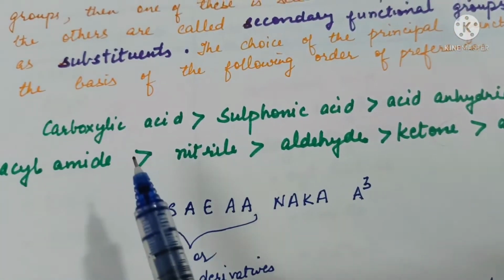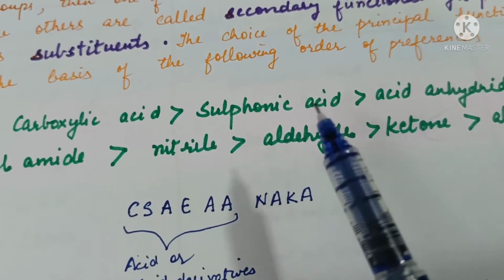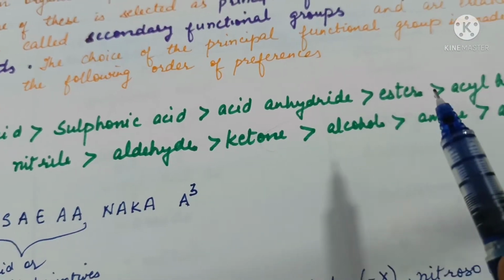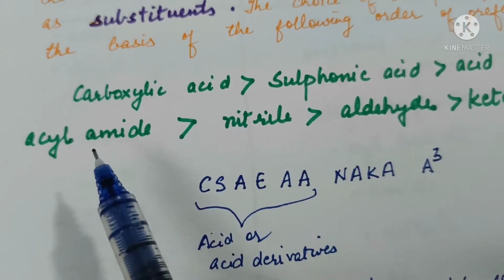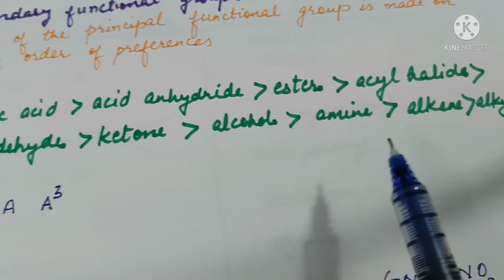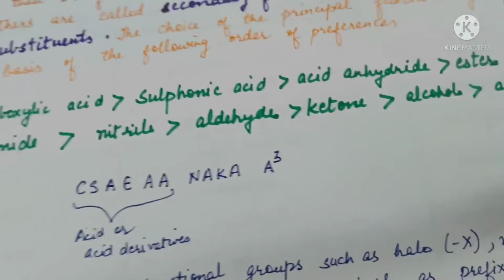So the order of preference is: carboxylic acid is more preferred than sulfonic acid. Then comes acid anhydride, ester, acyl halide, then acyl amide, nitrile, aldehyde, ketone, alcohol, amine, alkene, and alkynes.